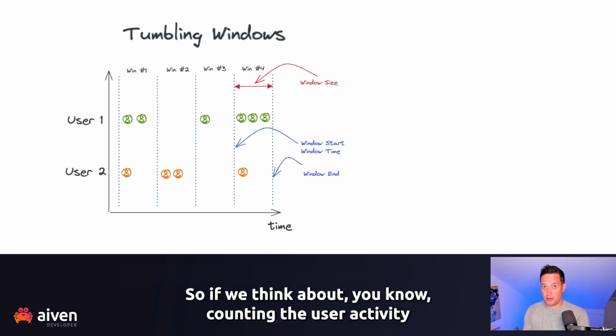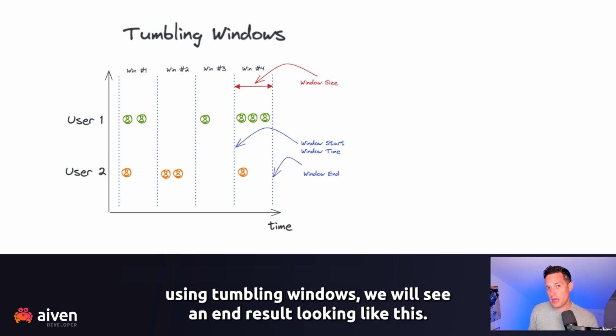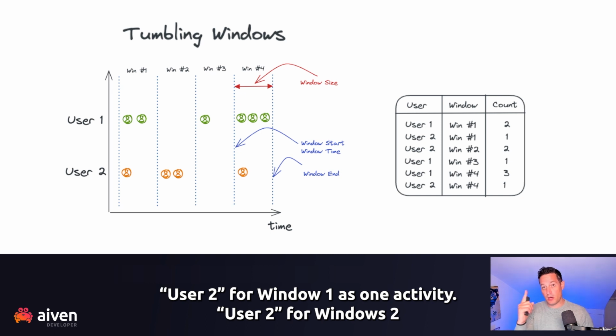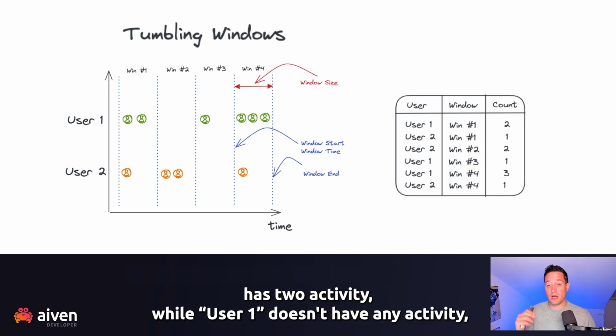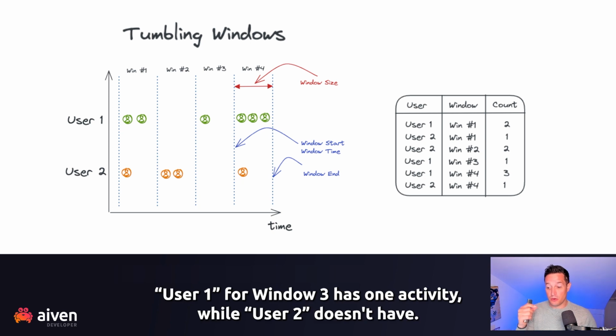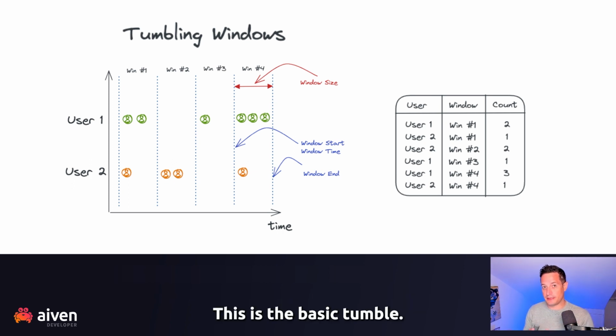So if we think about counting the user activity using tumble windows, we will see an end result looking like this, where user 1 for window 1 has 2 activities, user 2 for window 1 has 1 activity, user 2 for window 2 has 2 activities, while user 1 doesn't have any activity, so it's not present in our table. Then user 1 for window 3 has 1 activity, while user 2 doesn't have. User 1 has 3 activities for window 4, while user 2 has only 1. This is the basic tumble.